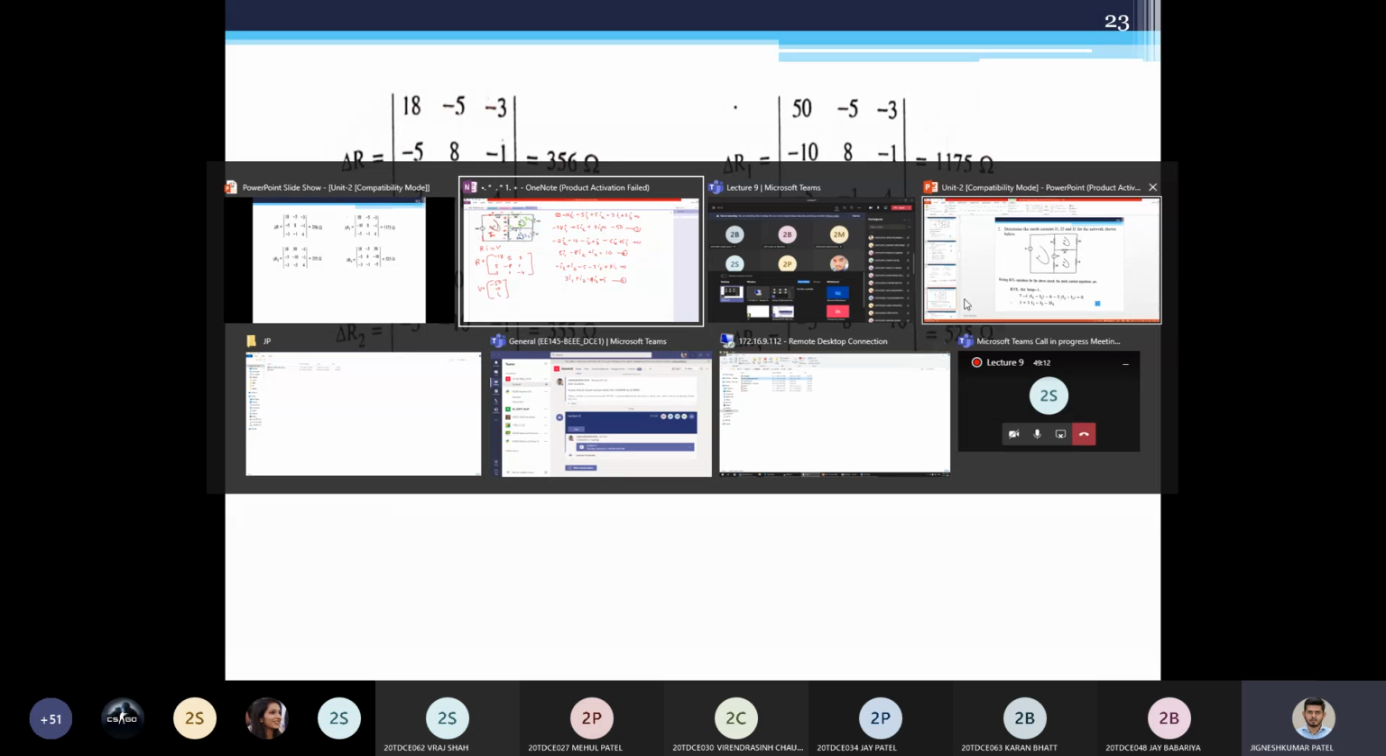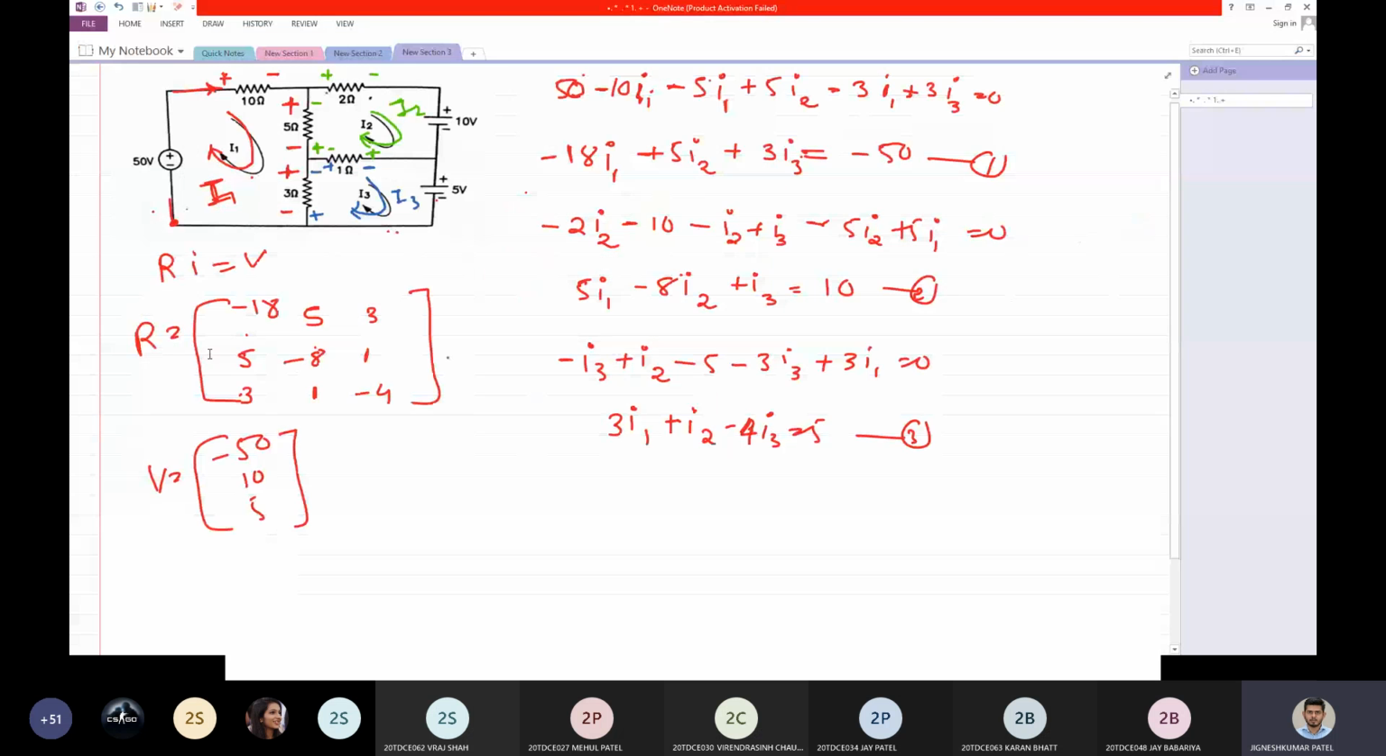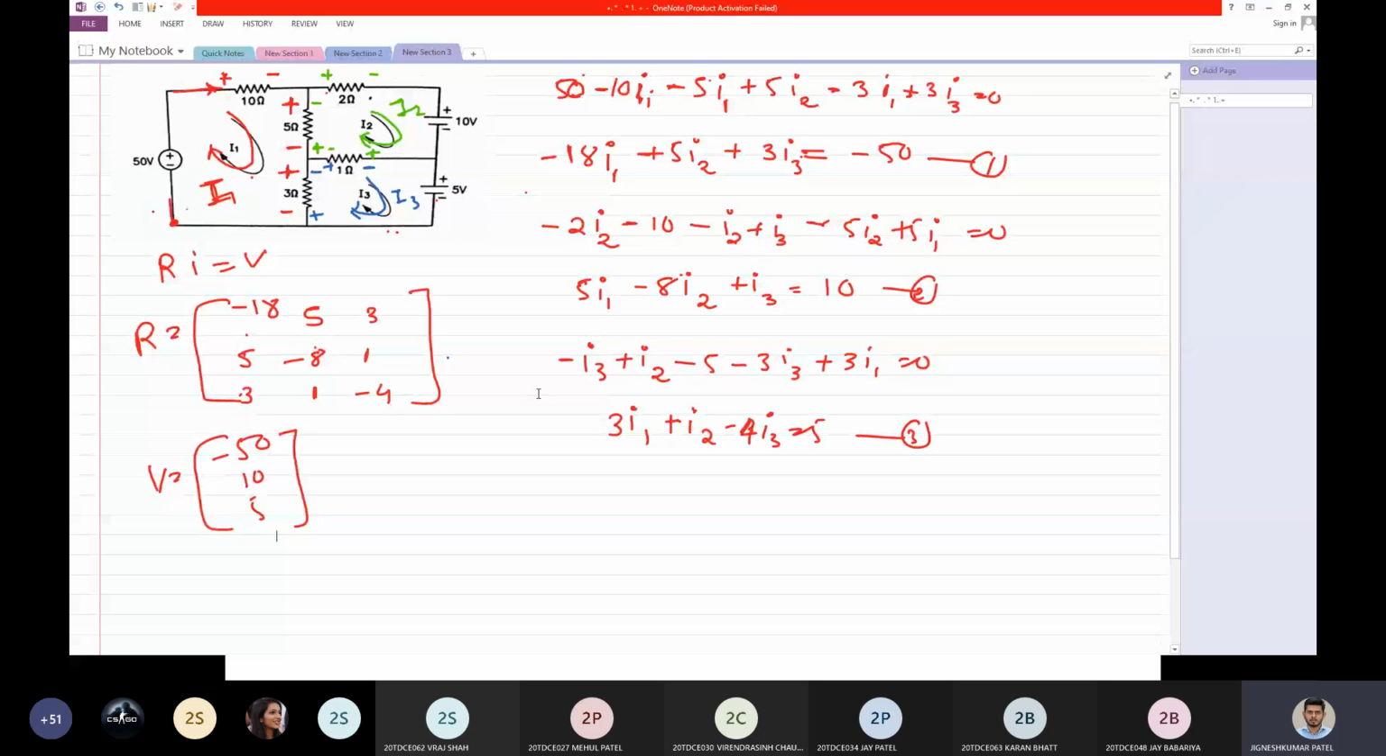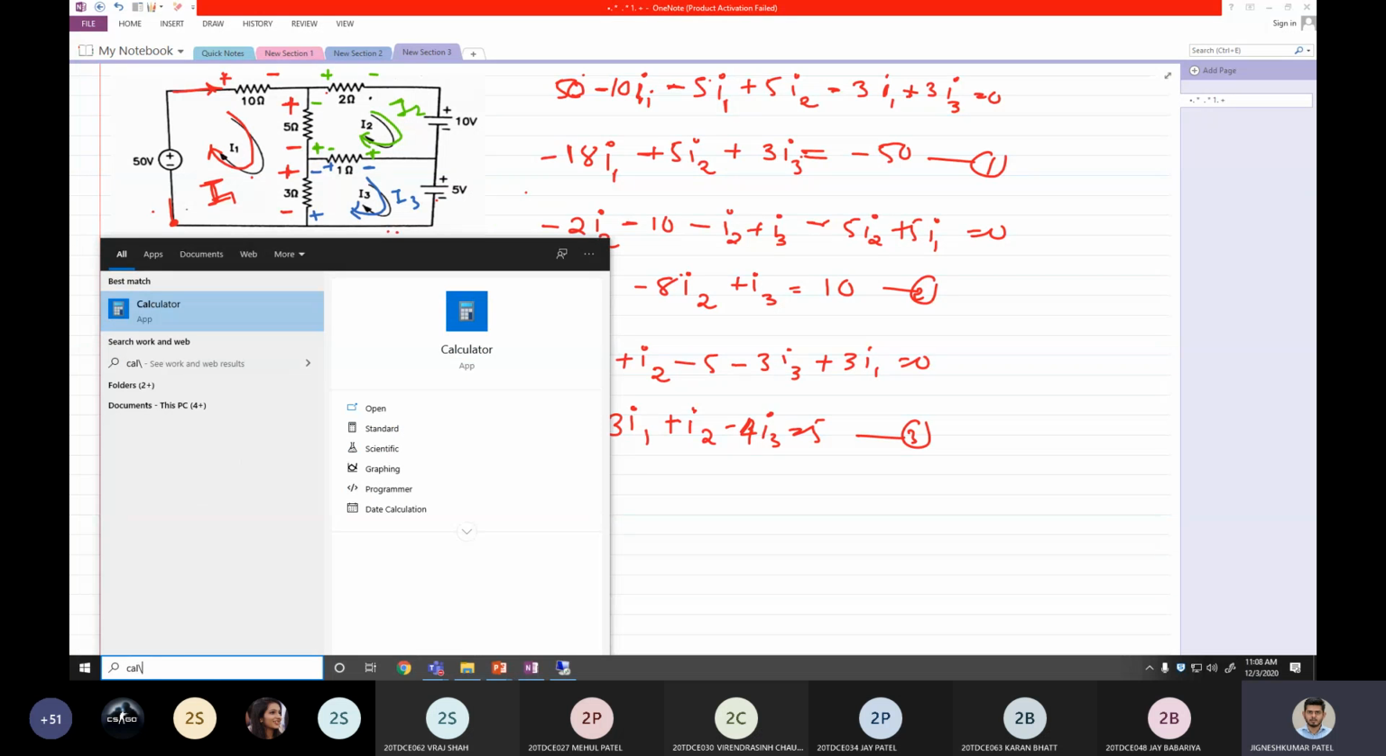If you don't believe me, let's check whether it's true or not. Let's say I am calculating delta R. So for delta R, here my delta R is 18 into 8 into 4, 32, minus 1, minus 5 into 5, 4, 20, 3 and plus 3, 5, plus 24. Okay, now just look at this. I'm just calculating this.